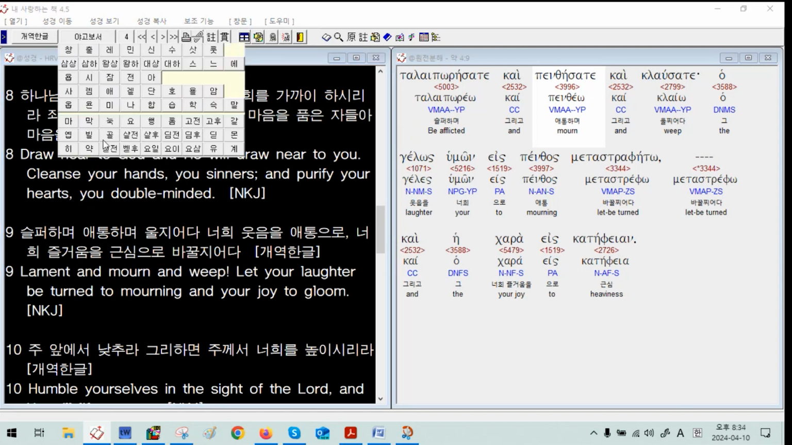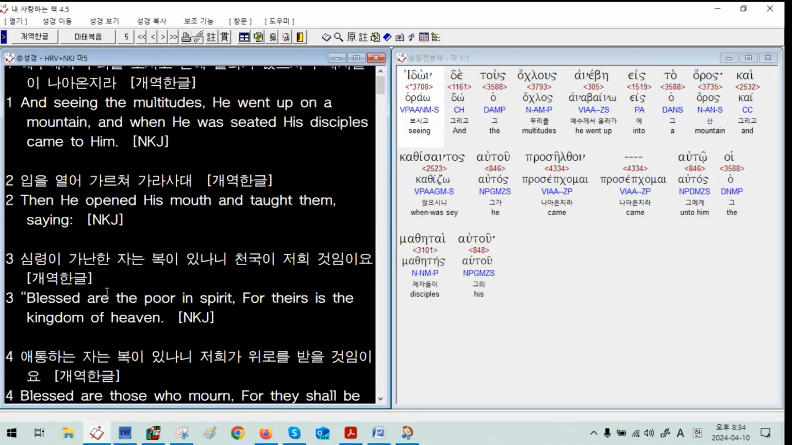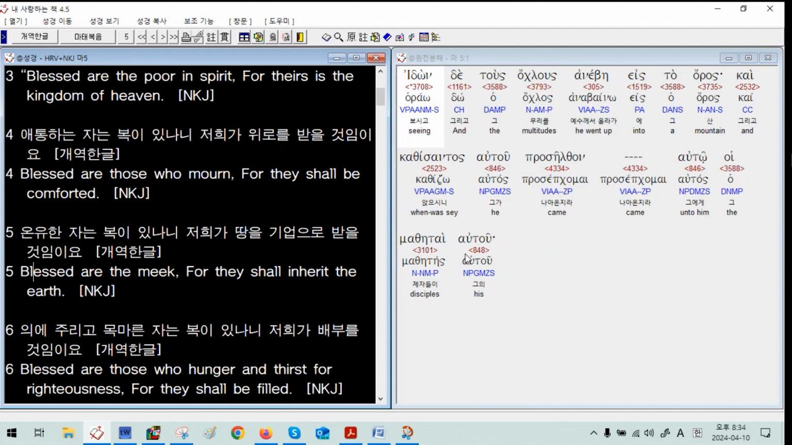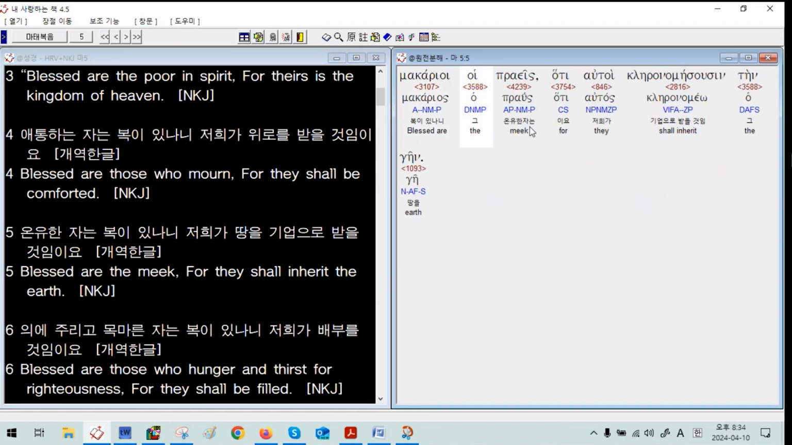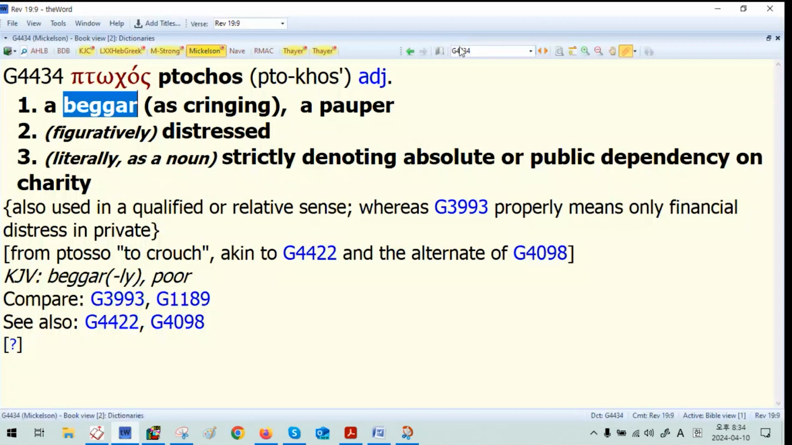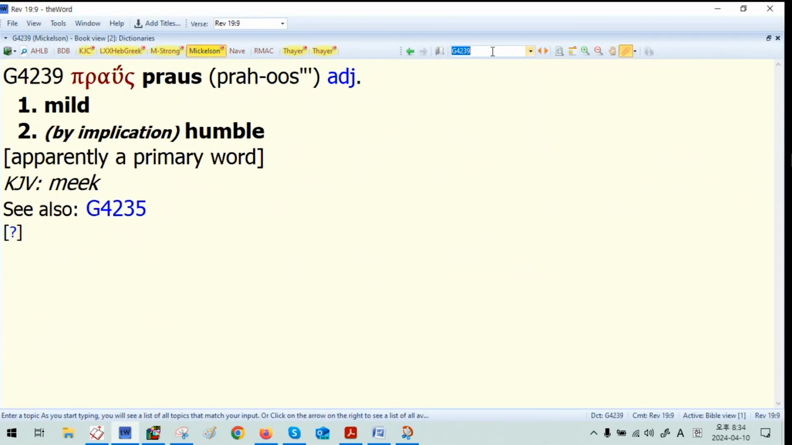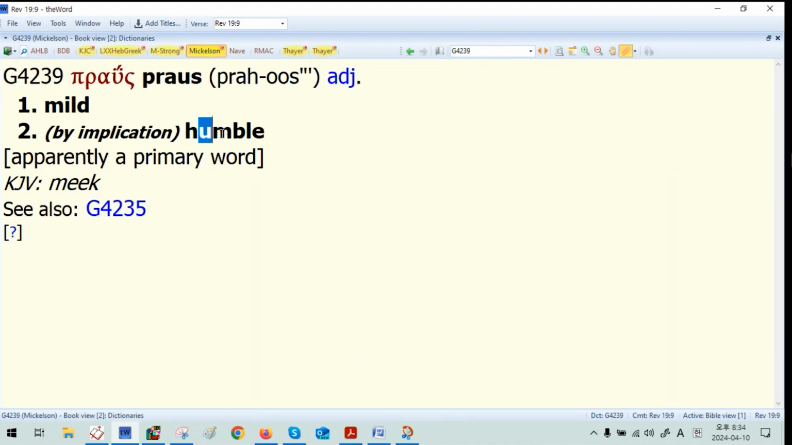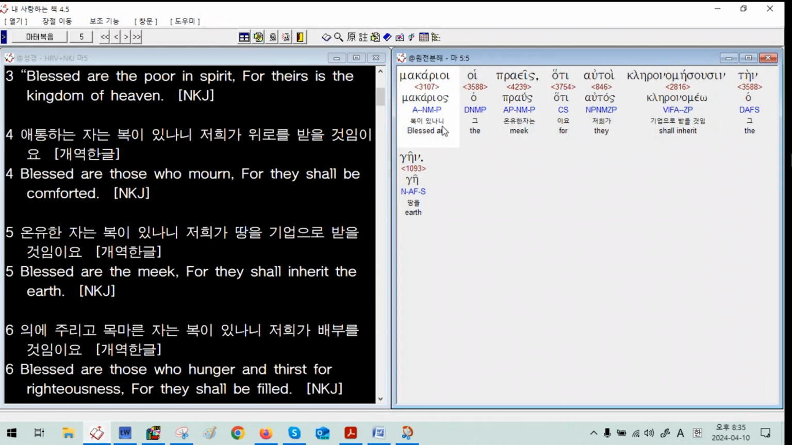Go back again. Matthew chapter 5. So happy living, the poor living. Happy living, mourning. Mourning and happy living are happy living, the living, meek, meek, meek living. You have to be meek, praus, lower your mind. Let's look at it. See, mild and what? Humble. So praus, meek, you have to be humble. Their dictionary: mildness of disposition, gentleness of spirit, meekness, which is, you have to be humble. So humble living is the happy living.